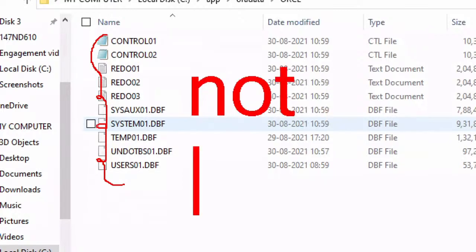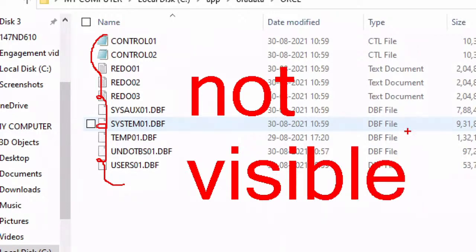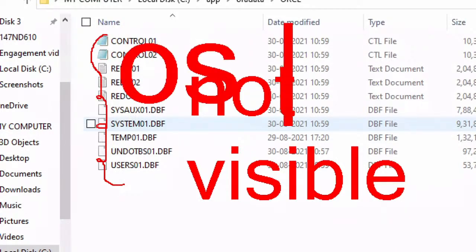You are observing or not? This is not visible. That's why a structure which is not visible in the operating system, OS, is called a logical structure. Very, very important. Tables are not visible in a C drive, D drive like that. Views are not visible in a C drive, D drive, E drive like this. Indexes, functions, procedures are not visible.